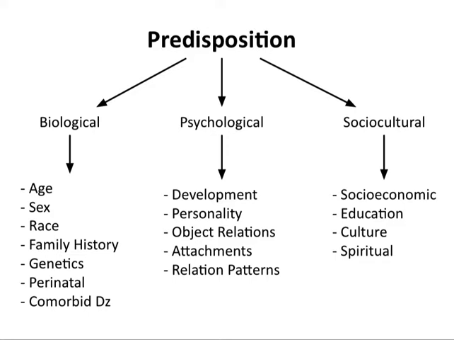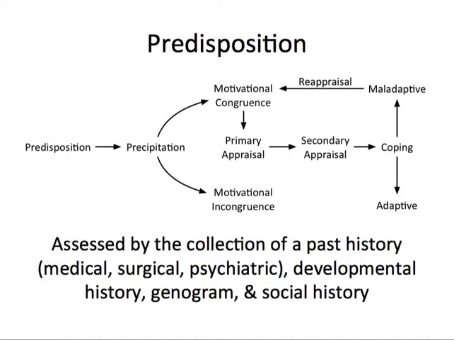Attachment often comes along with object relations and refers to the degree of attachment between yourself and other individuals. The way predisposition can be assessed is through the collection of a past history, developmental history, and social history. Know that other portions of the history may leak into or illuminate predisposition.